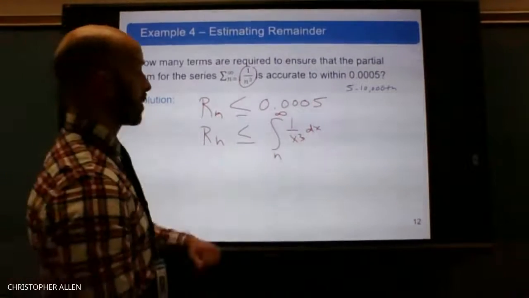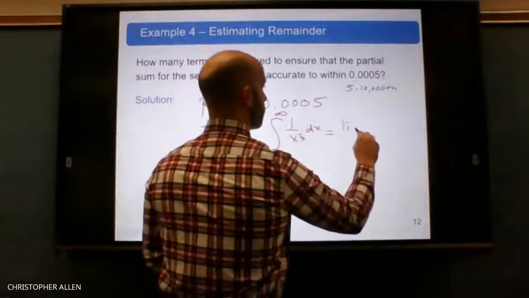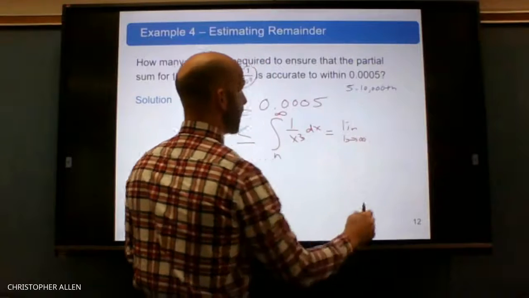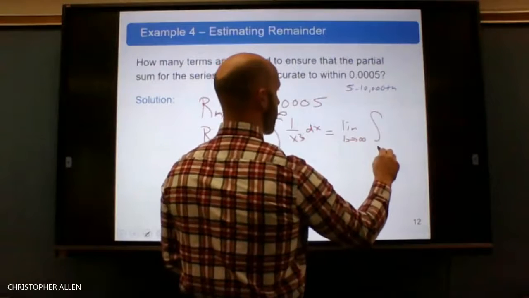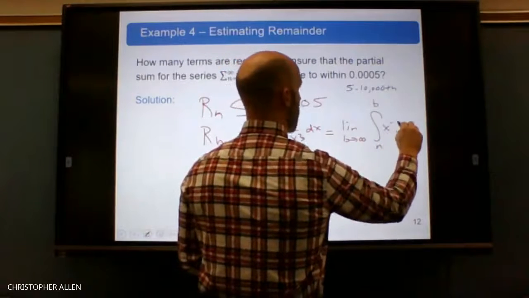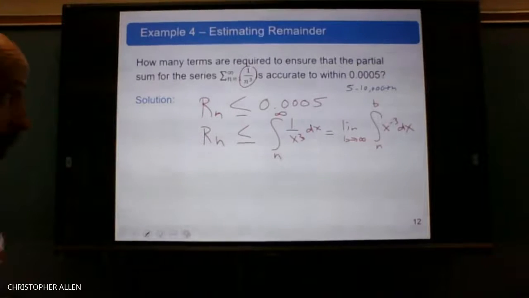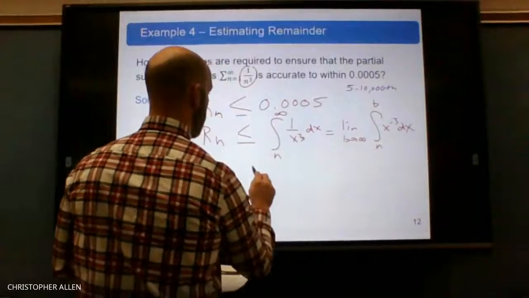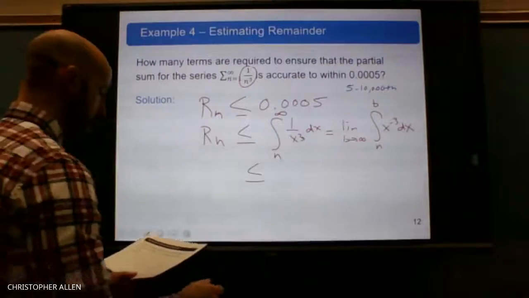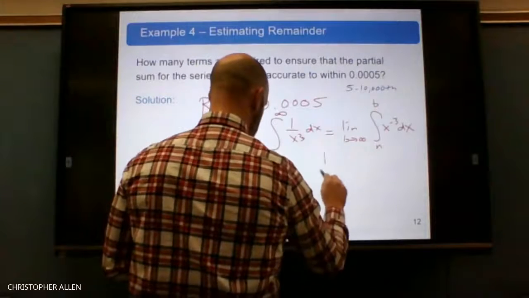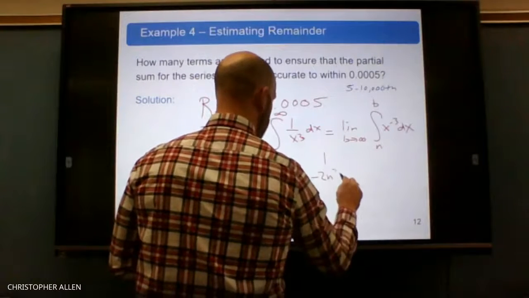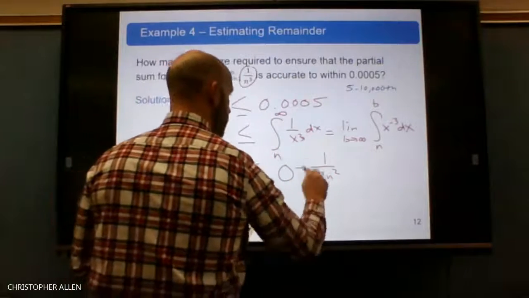Now, this is an improper integral, right? So this is going to be the limit as b goes to infinity of the integral from n to b of x to the negative 3 dx. So moving on from here, I'm just going to put a less than or equal sign there. We are going to have 0 minus 1 over negative 2n squared.